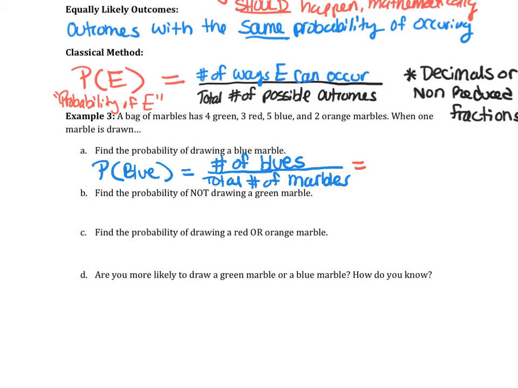So in this bag of marbles, we have 5 blue over 14 total. 5 over 14, and it's fine to leave it as 5 over 14. If you don't want to do a decimal, that's fine. If you do, you just type 5 divided by 14 in your calculator, hit enter. That would give you the decimal.